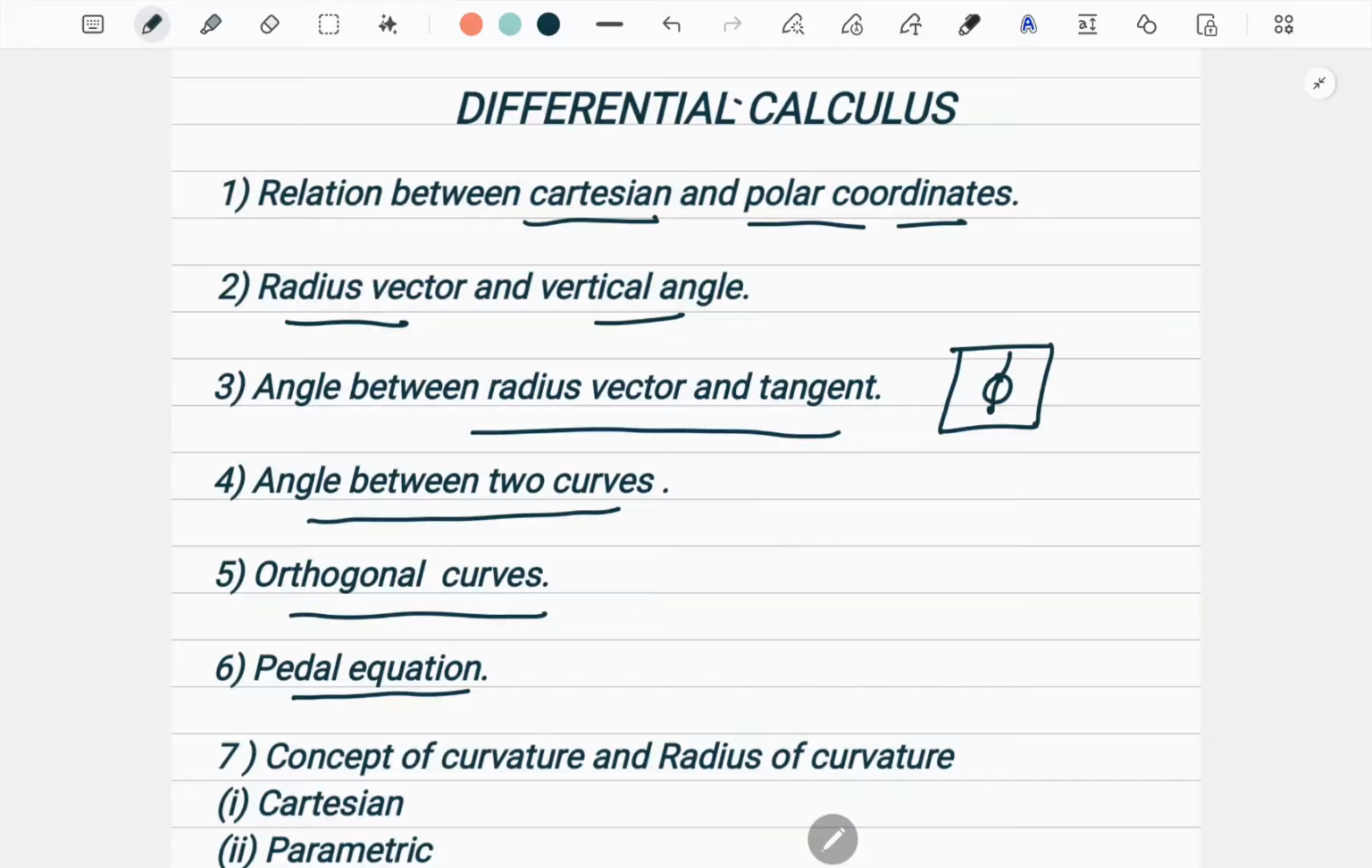So these all 6 topics are connected, and the basic concept behind these 6 topics is this phi. So in all the topic, though I have listed them 6 topics, but in every topic the base will be to find out the phi.